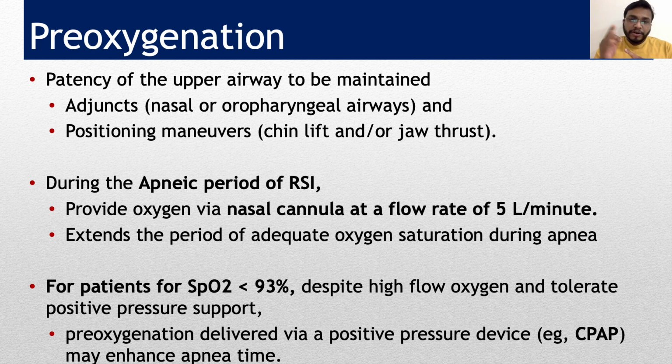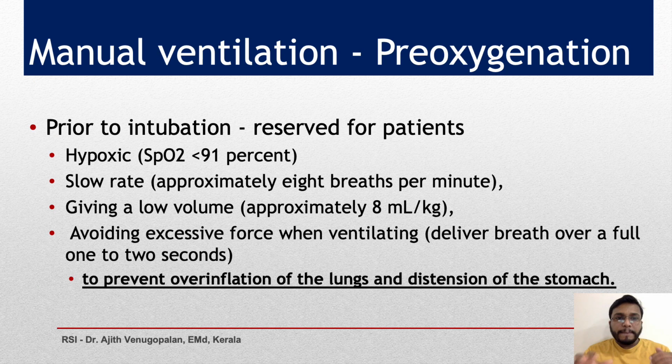So before bag and mask ventilation, there are other steps possible, because the biggest risk with bag and mask ventilation is that it is going to overinflate the lung and also cause distension of the abdomen, and this can carry a higher risk of aspiration. So make sure bag and mask ventilation is reserved for conditions where the patient has hypoxia, that is less than 91% saturation, or the patient has a slow rate, that is hypoventilation, or even if the breaths are shallow.